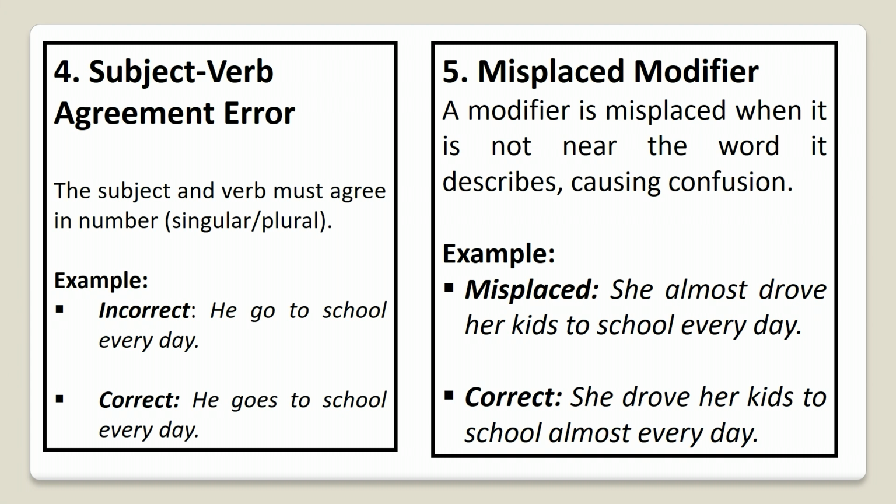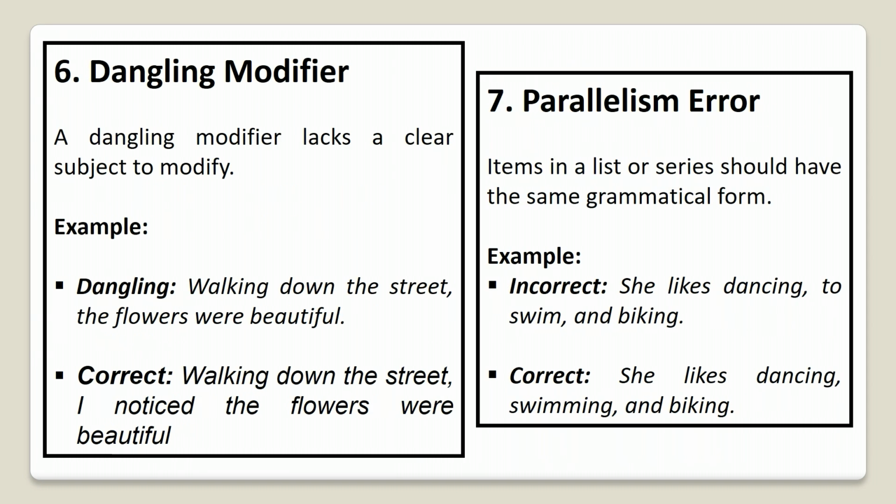Number 6, dangling modifier. A dangling modifier lacks a clear subject to modify. For example, what is a dangling example? Walking down the street, the flowers were beautiful. What will be the correct sentence out of this? Walking down the street, I noticed the flowers were beautiful. That may be the correct sentence.